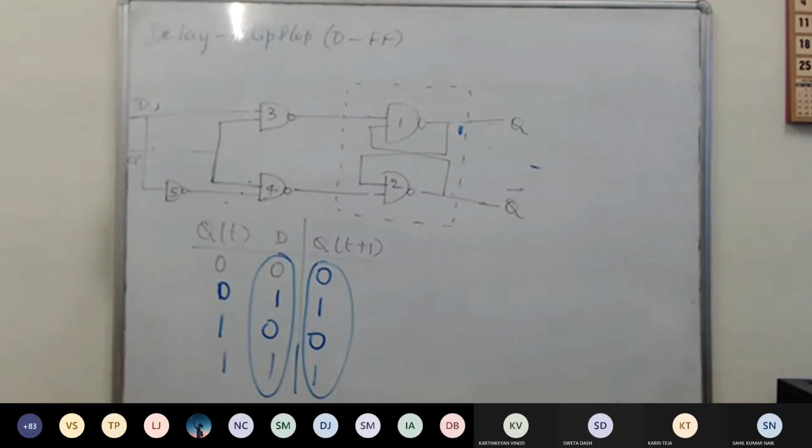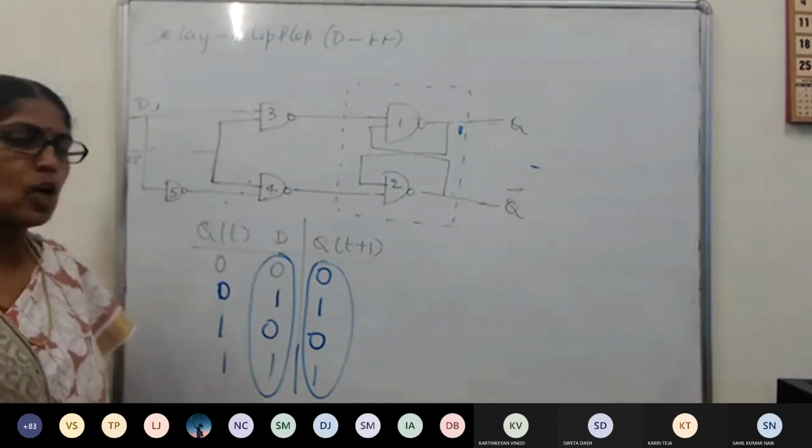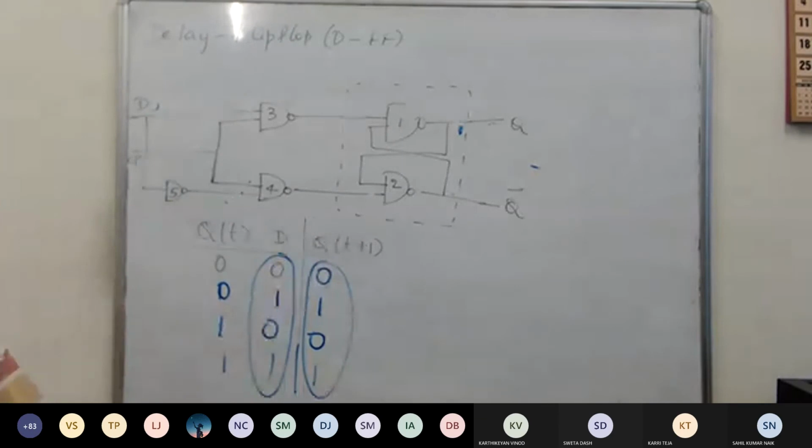Now, can you suggest any changes in this? Whatever data I give, it should come at the Q of t plus 1. What changes can I propose here? Come on. If you're really thinking and not going to internet sources or anything, now you propose. Can I use an AND gate here? Then also do we get the same thing? Simple question.